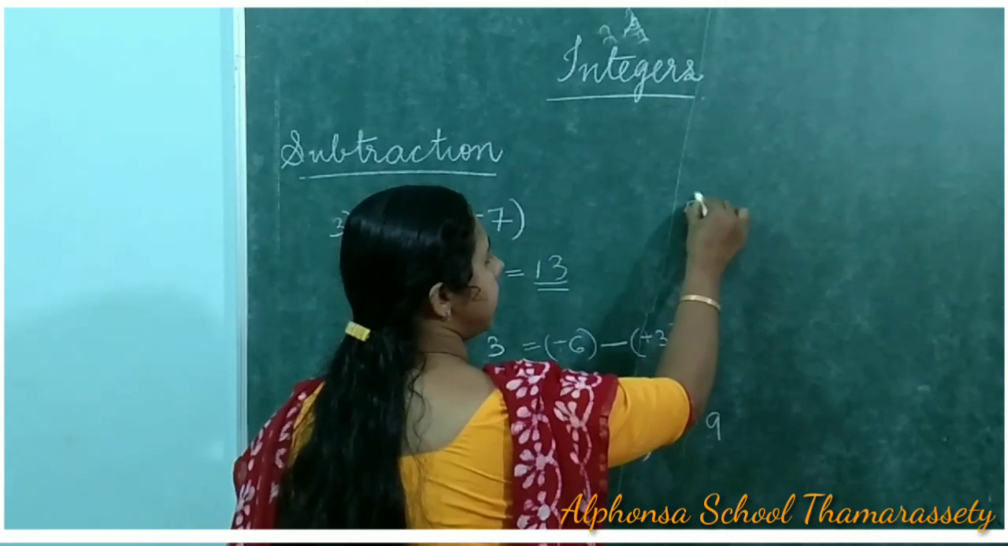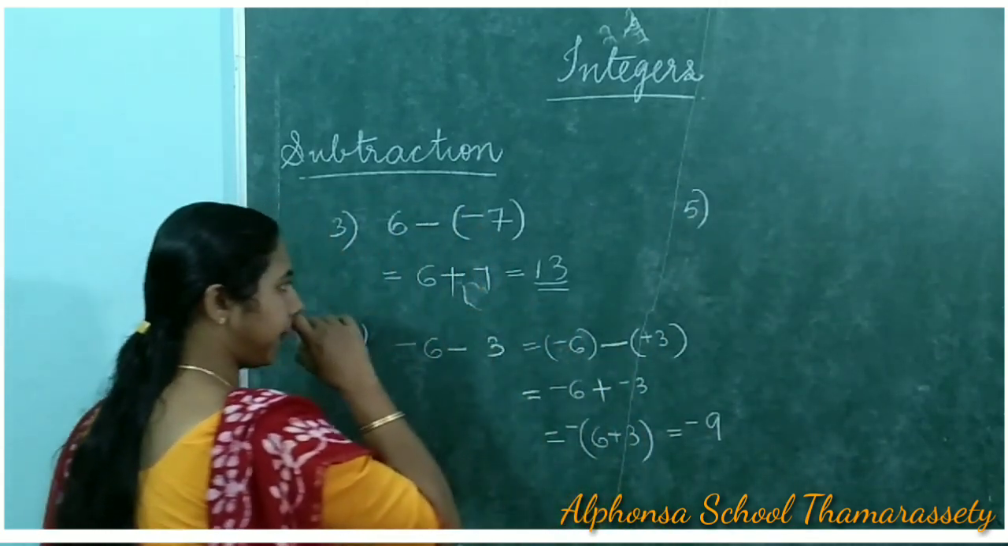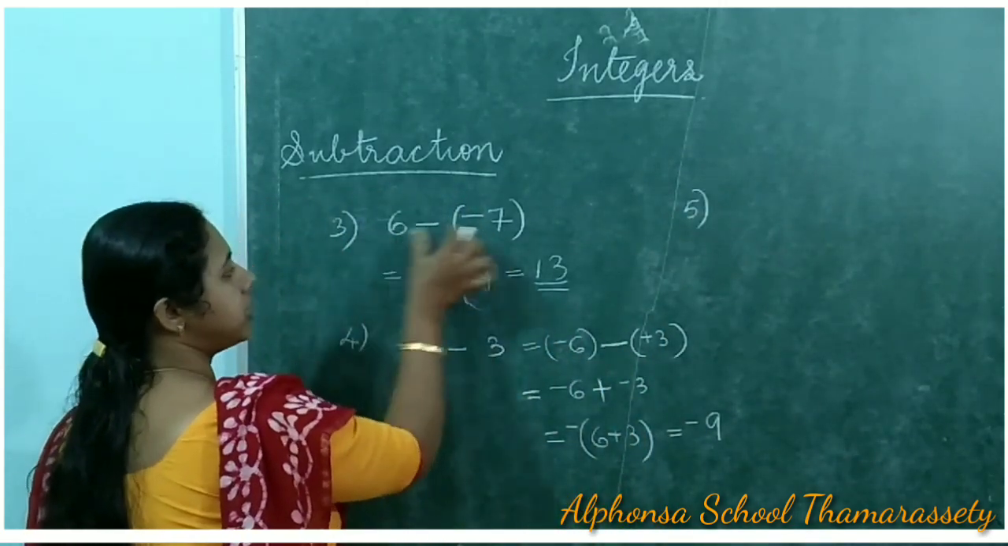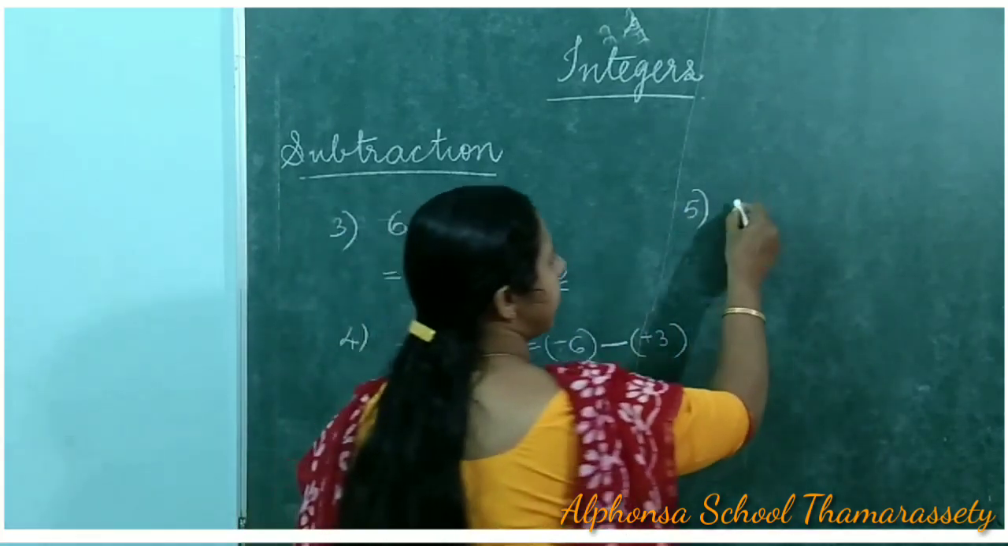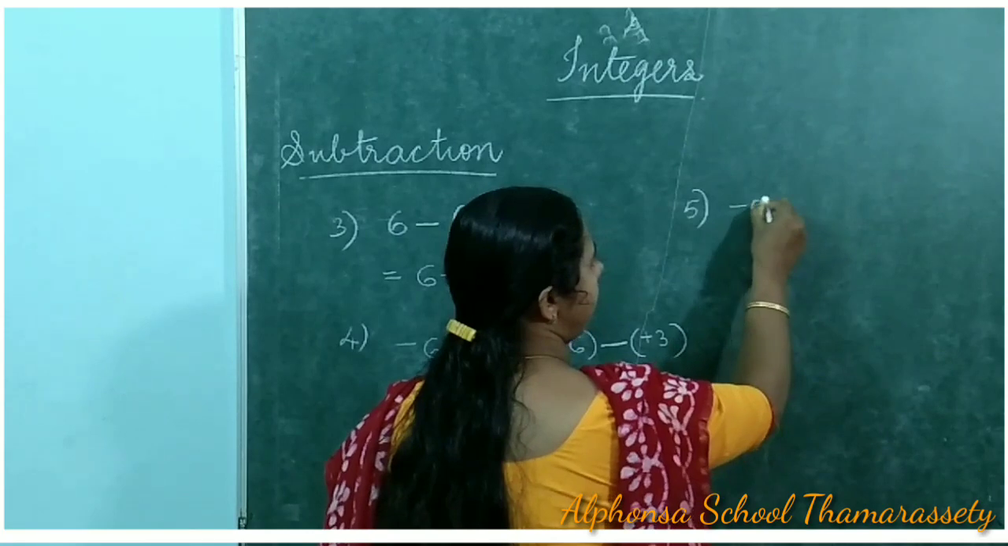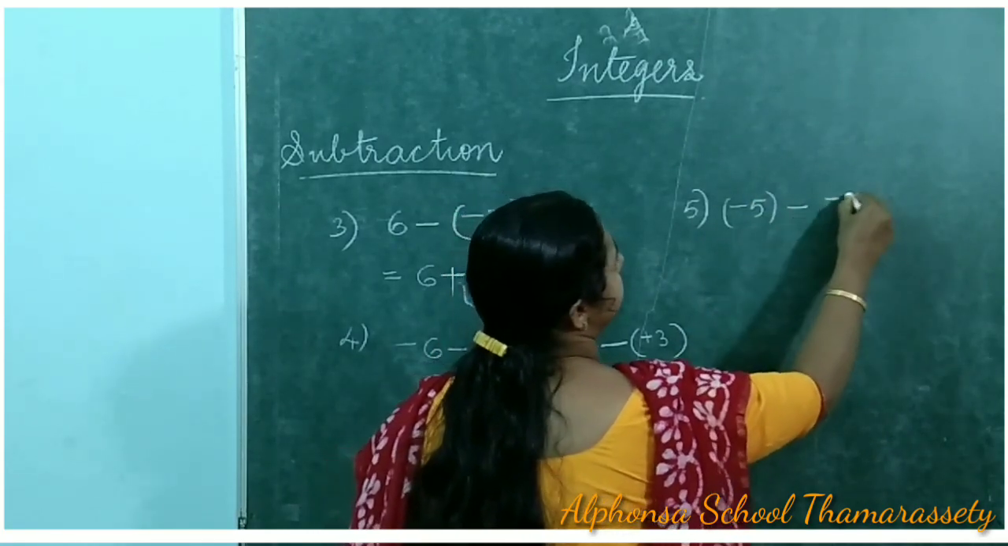One more we can check. Here one is positive and one is negative. If both are negative numbers, minus 5 minus 3.